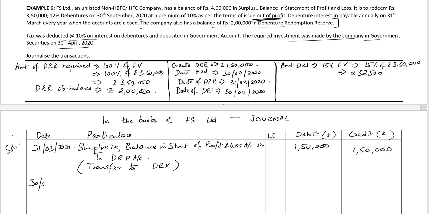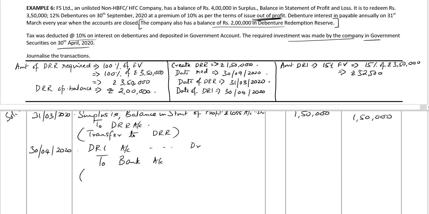Now the investment has been made on 30th April 2020. So DRI account debit, debenture redemption investment account debit to bank account for investment made. The amount of the investment made is 52,500 rupees.